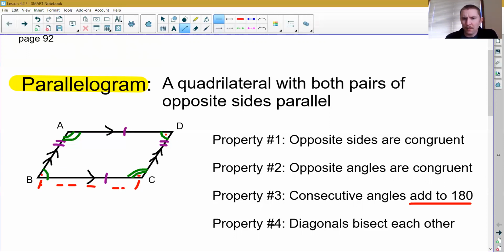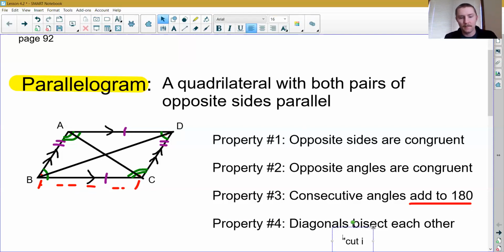The final property, property number 4, is that the two diagonals of the parallelogram, which are the segments that connect corners that are not next to each other. So for example, A to C, this would be a diagonal of the shape, connecting corners that are not next to each other. And then B and D also is a diagonal, the segment from B to D. Those two diagonals bisect each other. And remember that bisect means to cut in half or to cut in equal pieces, okay? So diagonals cut each other in half.